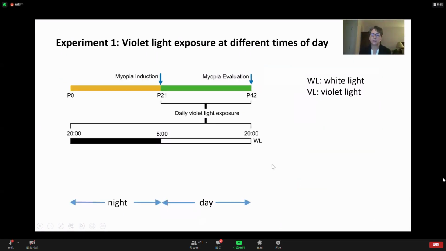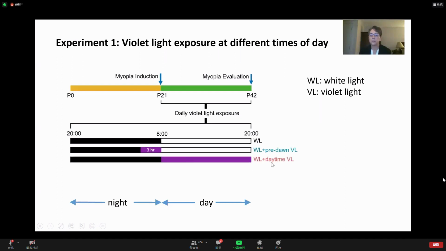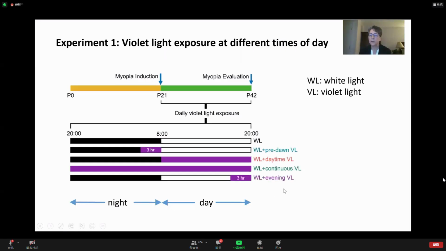So in the first set of experiments that I'm going to tell you about, we exposed mice to violet light at different times of the day. So here you can see the first control group. They were exposed to white light on a 12-12 light cycle, so 12 hours of darkness and 12 hours of light. The second group had white light plus violet light 3 hours prior to light onset. We call this pre-dawn. The next group had daytime violet light. During the light cycle, they also had violet light. We then have the continuous violet light group that had violet light under all hours of day or night. And then we have the white light plus evening violet light.